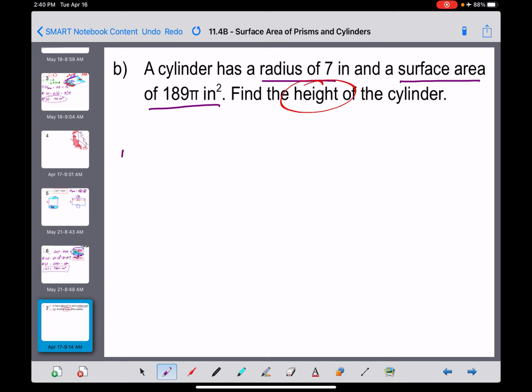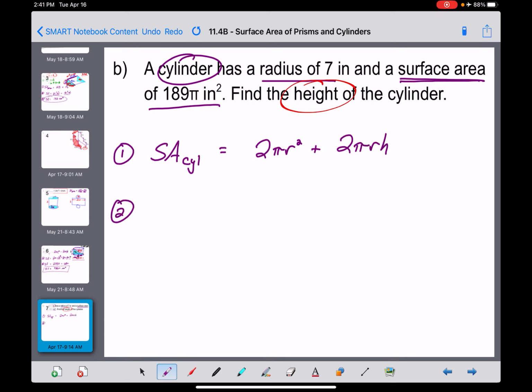So this is why I've been hitting you guys so hard on this concept. We always start with formulas. We are dealing with a cylinder and we know surface area. So I want the formula here for surface area of a cylinder, which is 2 pi r squared plus 2 pi r h. Then in step 2, we fill in what we know. And now, this is unique to everything else we've done before today, we know the surface area is 189 pi. That's going to go right there.